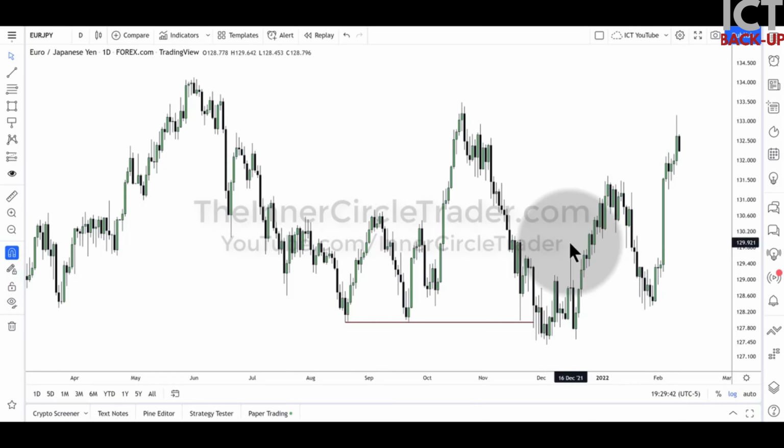Now, here is why I do not like the yen pairs. I get questioned all the time: why don't you like yen pairs, ICT? They move around nice. They do this, they do that. They tend to have like a double return to a specific level I like to see. And you're going to see it right here.